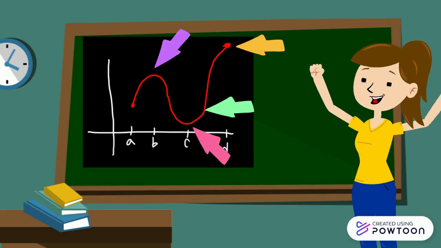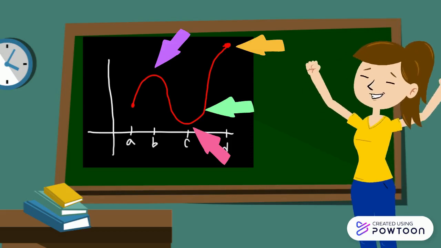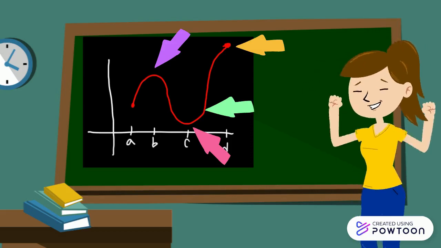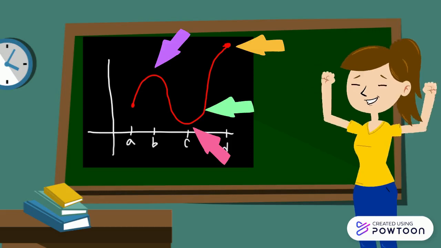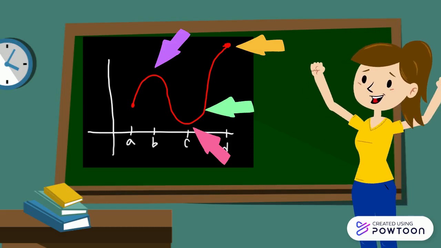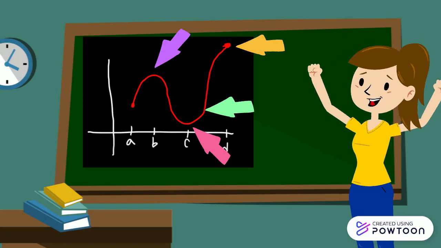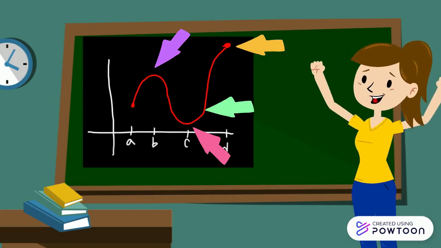To identify the location of absolute extrema, you need to compare the y values, so a data table would be useful. To identify the relative extrema, you need to identify the locations where the slope is 0. Since we have a horizontal tangent line, f prime of b will be equal to 0 and f prime of c will also be equal to 0.